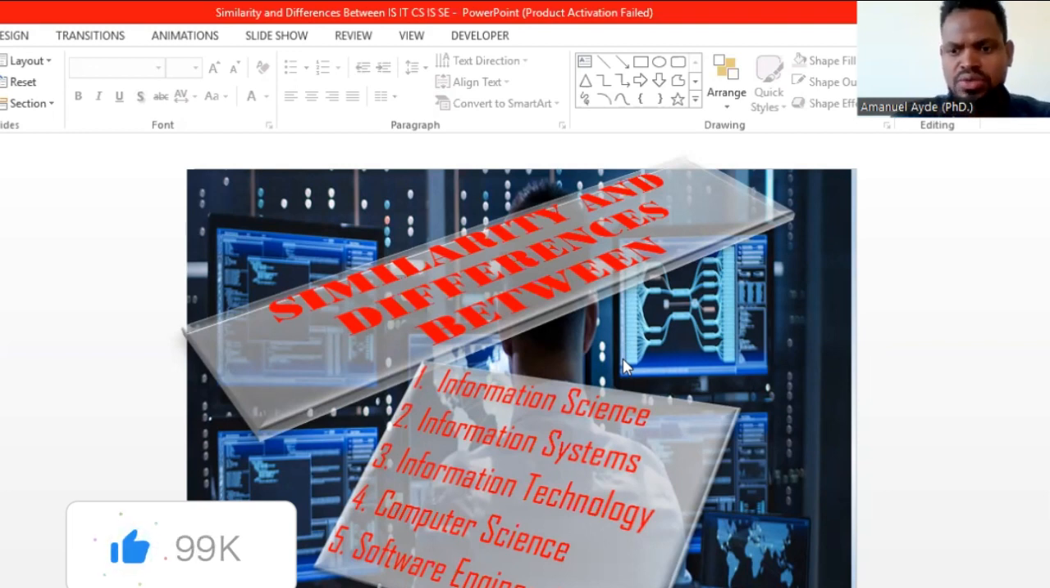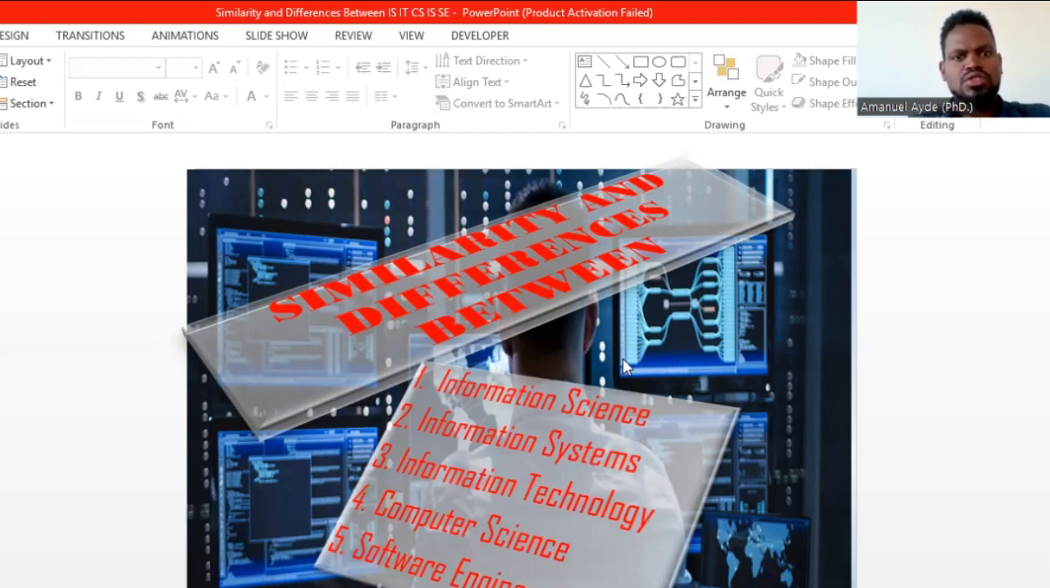Basically, most of the students are asking about issues related to the difference between computer science, information system, software engineering, information technology, and different computer-related subject areas. So today I'm going to give some clarification, simply telling you what the difference is between these computing area courses or subject areas, and then what makes them similar, or what kind of overlaps there are. These are the points that I'm going to cover today.